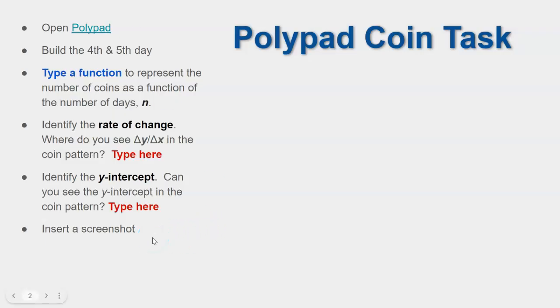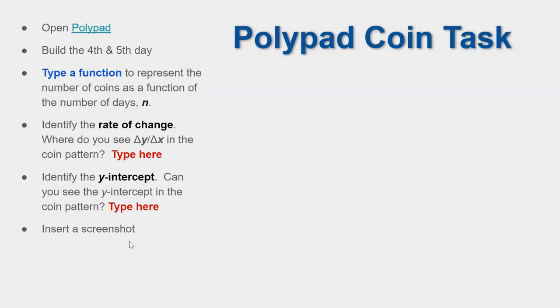What is the rate of change, and where do you see that in the coin pattern? What is the y-intercept? Can you see that in the coin pattern? And then of course they need the screenshot. I do have some guiding questions in the student notes section.